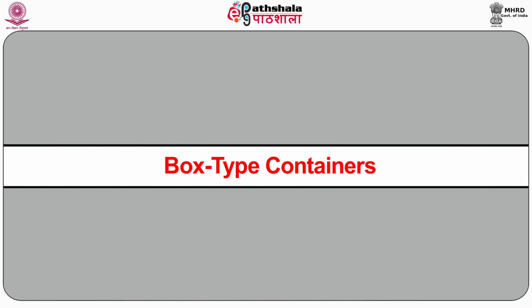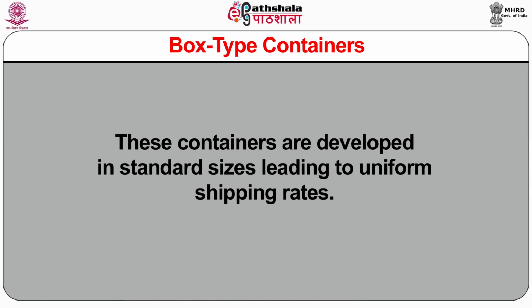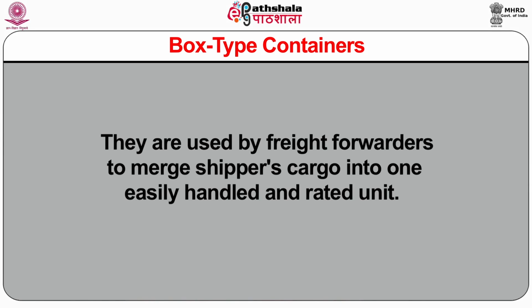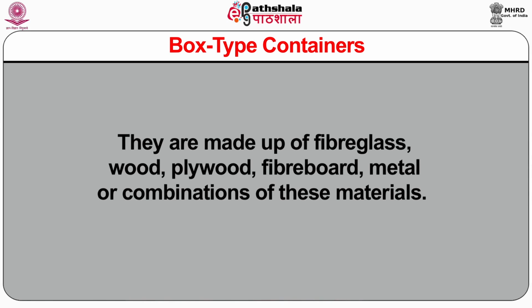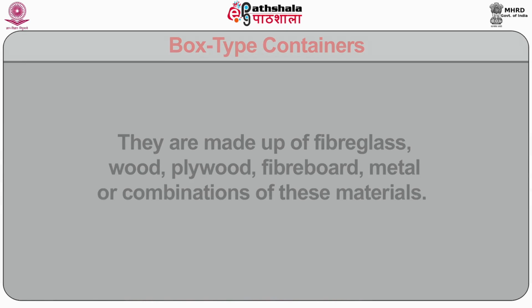Box type containers. These containers are developed in standard sizes leading to uniform shipping rates. They are used by freight forwarders to merge shippers' cargo into one easily handled and rated unit. They are made up of fiberglass, wood, plywood, fiberboard, metal, or combinations of these materials.